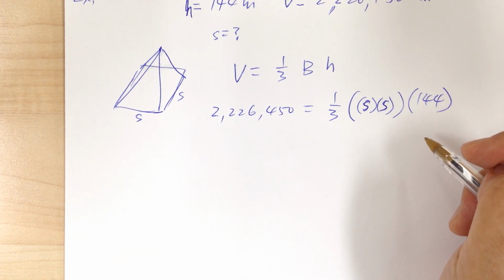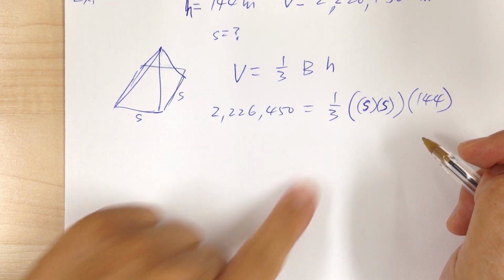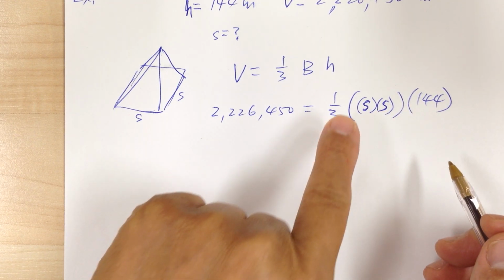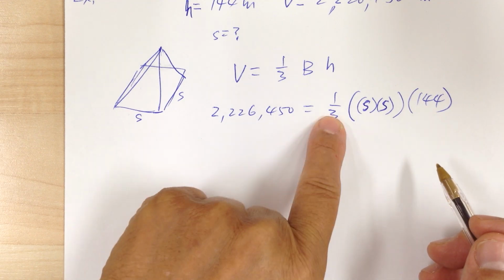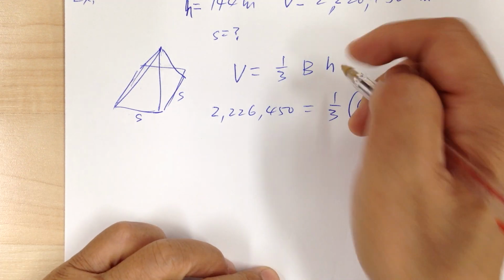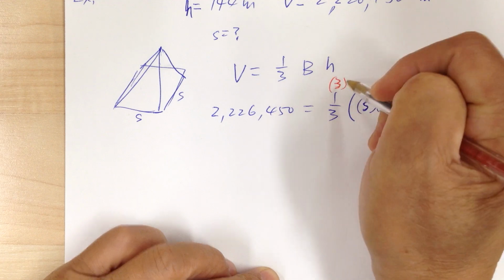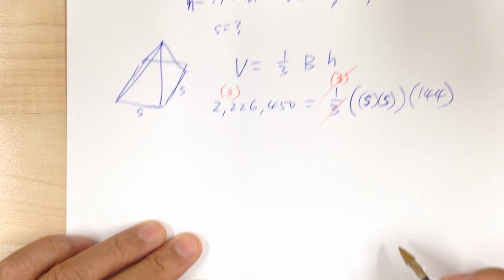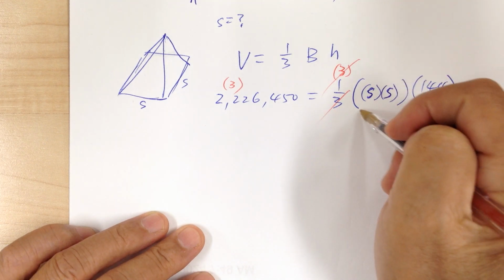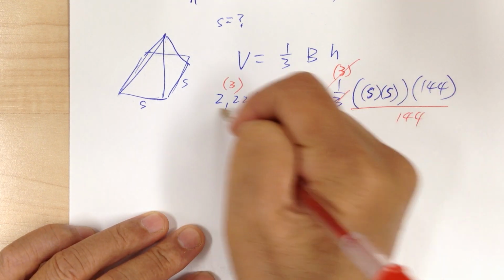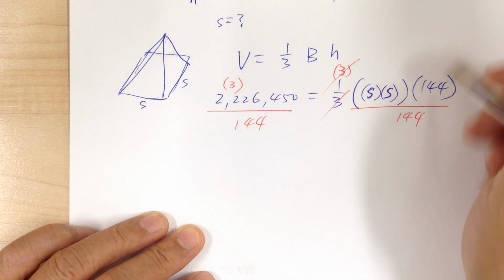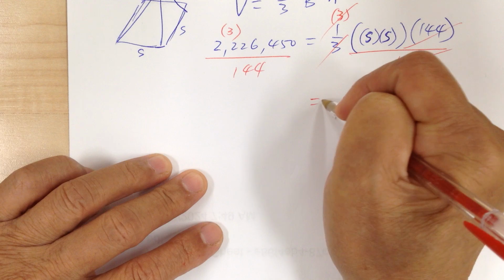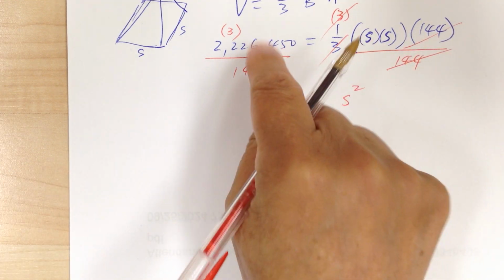So what we can do is solve this, right? To solve for this, we have to move everything. So first, let's get rid of the 1/3. To undo 1/3, you have to multiply by 3, so that this will cancel out. Then after that, to get rid of this, you need to divide by 144. So this will cancel out. Now S squared will equal, you have to use a calculator and work it out.